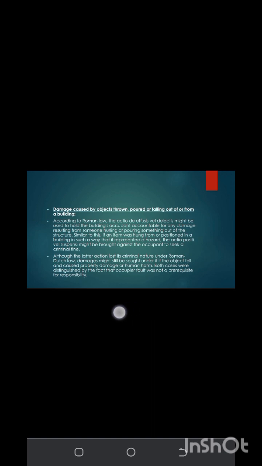prerequisite for responsibility. Actually, the actio de positis vel suspensis is an action of an interdict which can be taken to stop the continuation of the hazard where anything has been put in a hazardous position or suspended over a building or over a public route, increasing the risk of injury.